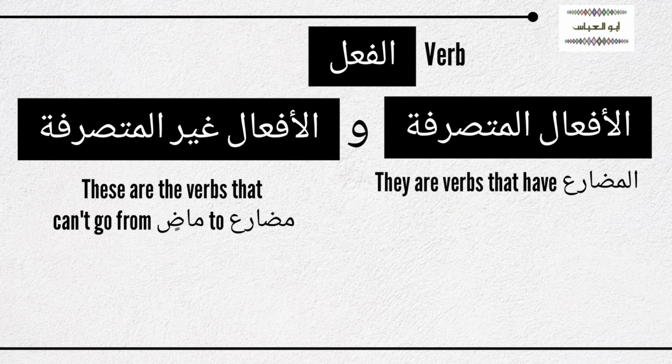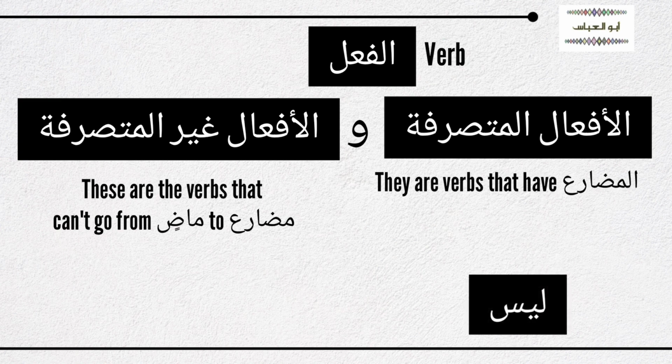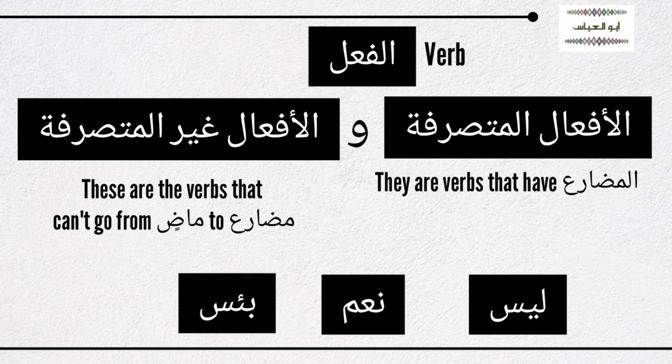Example of al-af'al ghayr mutasarrifa, like laysa. Laysa is a verb according to the scholars of Sarf and Nahu. In fact, in the Arabic language, laysa is a verb. Although some say it's not a verb, the correct thing is that laysa is a verb. Ni'ma is also a verb. Bi'sa is also a verb. Laysa, ni'ma, bi'sa, they are all verbs, but they don't have mudari'. They don't leave madi. They remain in madi. So these are al-af'al ghayr mutasarrifa.